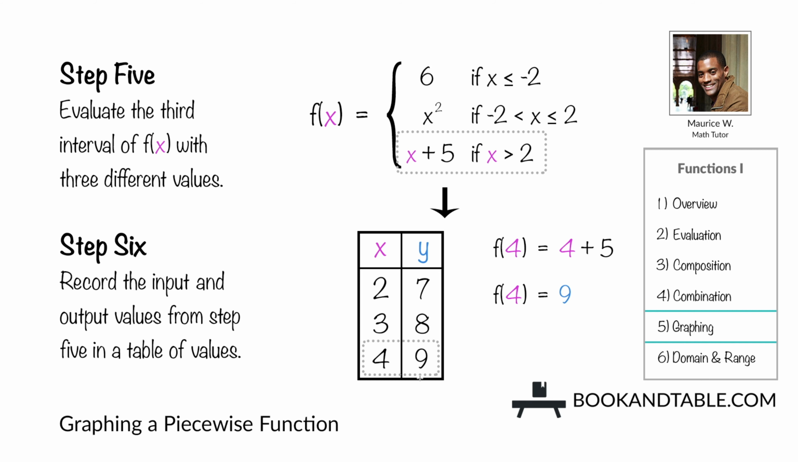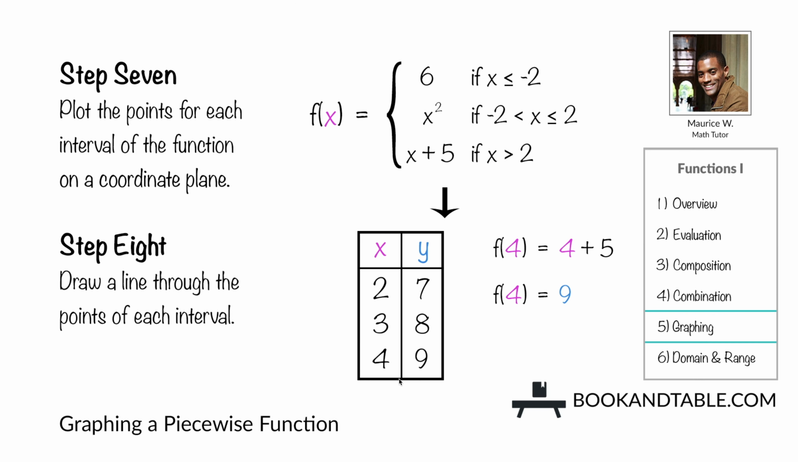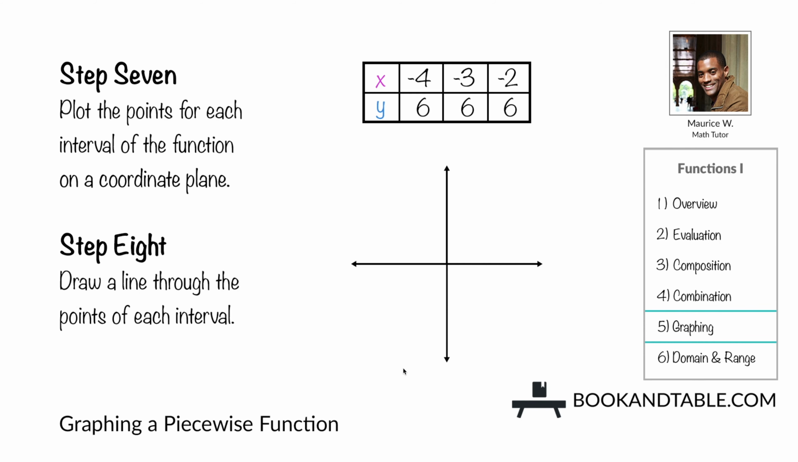So now that we have the table of values for each interval of this function, step 7 is to plot the points for each interval of the function on a coordinate plane. So we'll start with our first table of values. In the first interval, it has a consistent value of 6 when x was equal to or less than -2. So our first 3 points are (-4, 6), (-3, 6), and (-2, 6). And then we draw a line through the points. So this will be our first interval here.